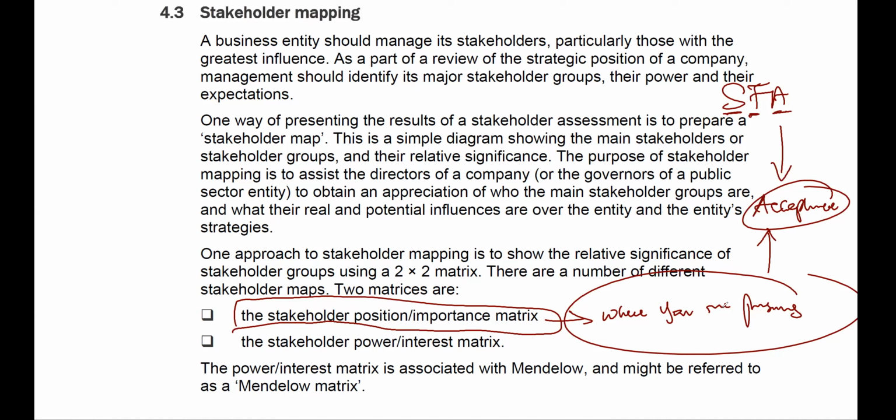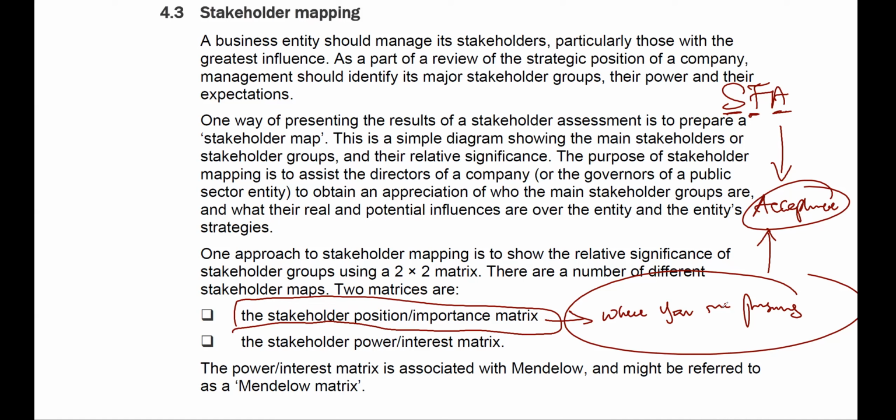So a business entity should manage its stakeholders, particularly those with the greatest influence. So as part of a review of the strategic position of a company, management should identify its major stakeholder groups, their power and their expectations. One way of presenting the results of this assessment is to prepare what we call a stakeholder map. Okay, so what is a stakeholder map? I see you can ask you for 2 marks or 1 mark. This is a simple diagram showing the main stakeholders or the stakeholder groups and their relative significance.